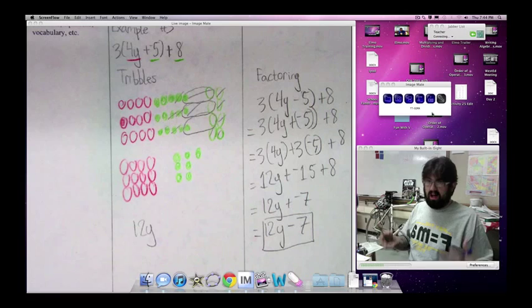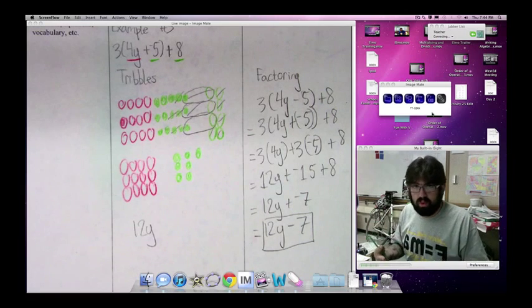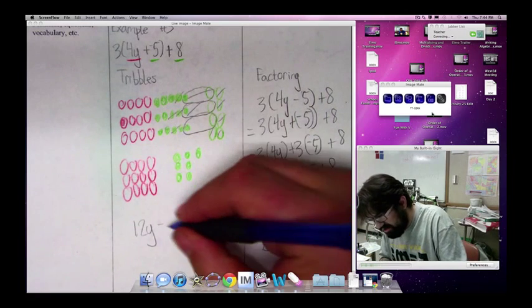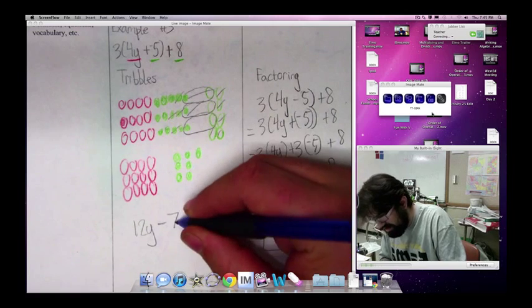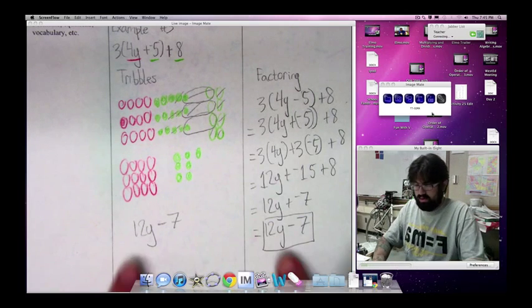So I got 12y. That's positive. They're all good. 3 times 4 is 12. Minus, because it's really just negative, 7. Hey look, 12y minus 7.